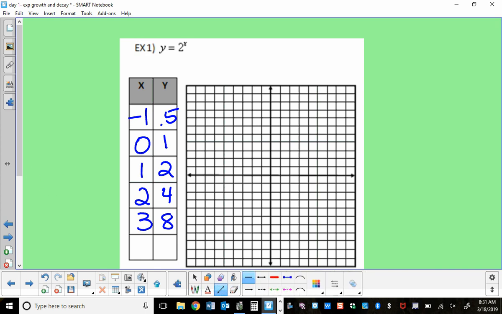Since those are my points, I'm going to draw a dotted line where my horizontal asymptote is. So when y is 0, I'm drawing a dotted line. Whenever I draw this dotted line, you guys have to draw the dotted line. And then just plot your points. You have -1, 0.5, so that's right there in the middle. 0, 1; 1, 2; 2, 4; and 3, 8.